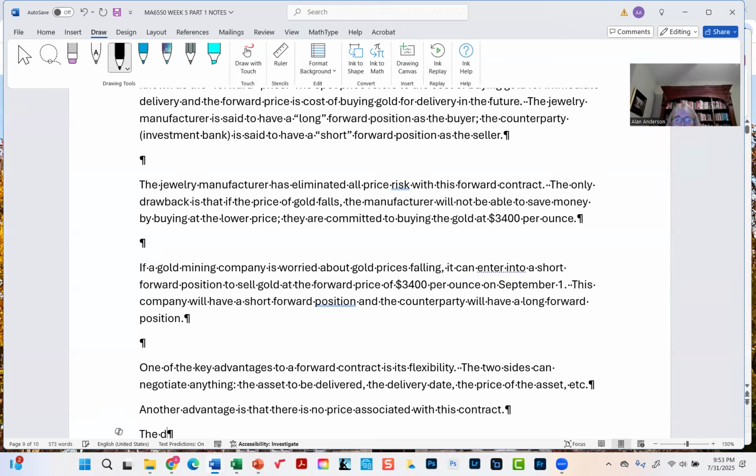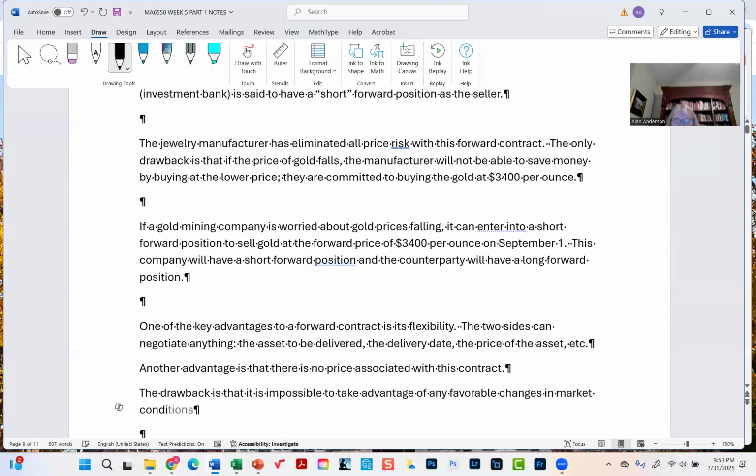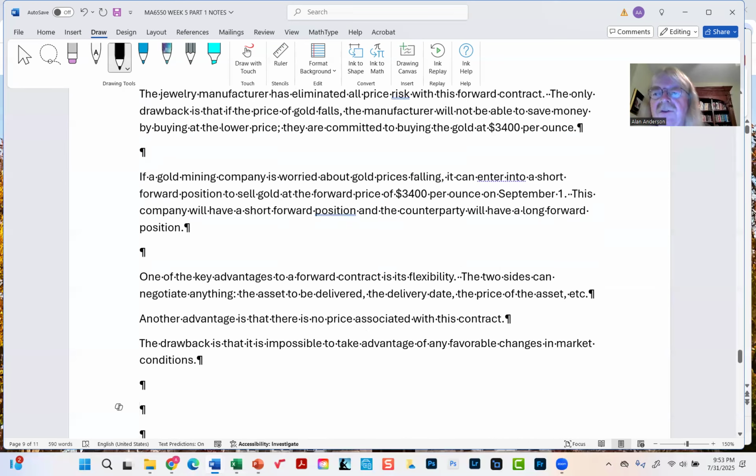And again, as we saw, the drawback is that it is impossible to take advantage of any favorable changes, let's say, in market conditions. Okay, so in other words, if you're locking in the price of gold that you're buying and the price goes up, that's, you've hedged yourself. But if the price goes down, you cannot save any money. Okay, so you're locking yourself in. That's the whole point of it.